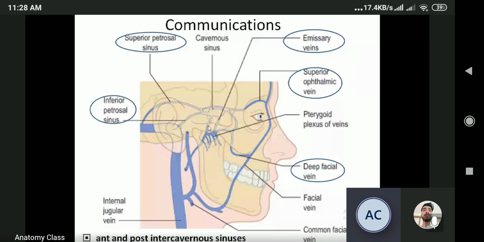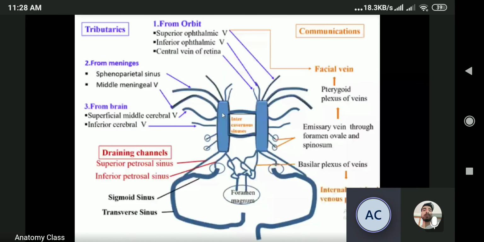Besides, the facial vein also communicates with the cavernous sinus directly through the superior ophthalmic vein. And the anterior and posterior intercavernous sinuses communicate the cavernous sinuses of the two sides. We know about the communications of this sinus to understand how infection, if it happens in one cavernous sinus or in the facial vein, is transmitted to the cavernous sinus and from one cavernous sinus to another. That is clinically important.